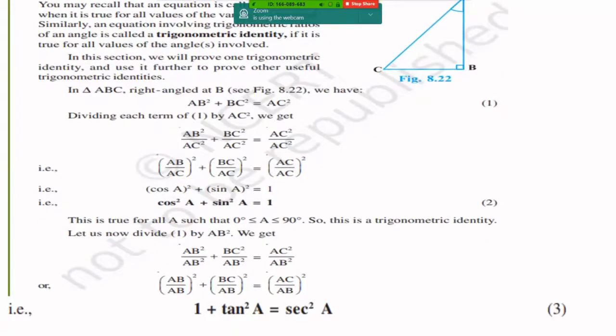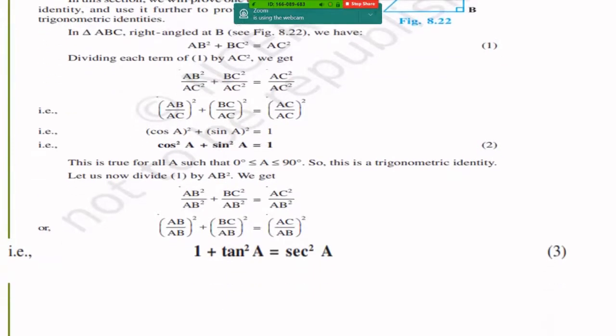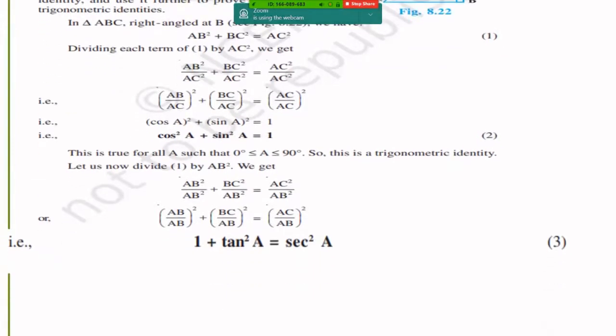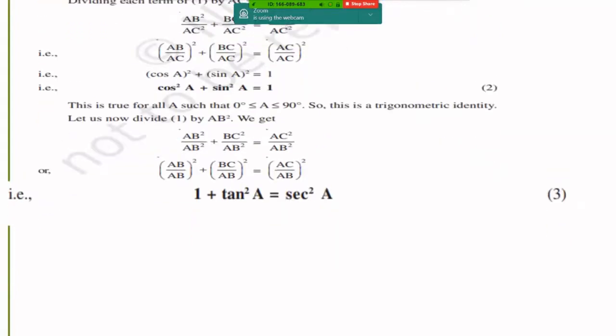Same thing, that is equation number 1. When we are dividing by AB square, what are we getting? AB upon AB whole square plus BC upon AB whole square, and that's equal to AC upon AB whole square. So when we come down to it, we get 1 plus tan square A is nothing but secant square A.